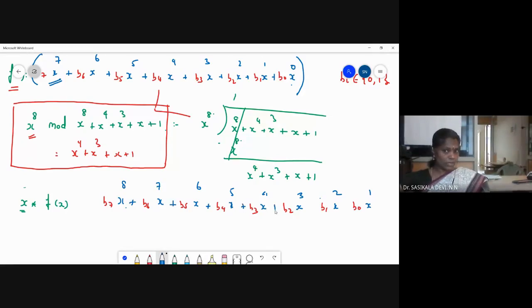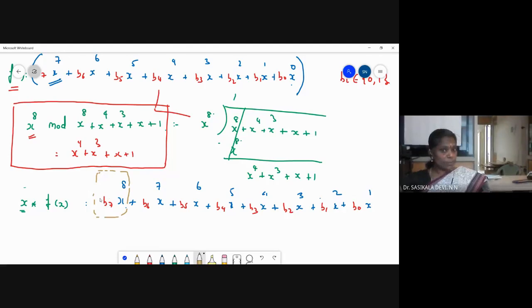Individually x is over GF(2^8), no problem. f of x is also over GF(2^8), no problem. But after multiplication, this may be over GF(2^8), may not be over GF(2^8). So that is based on this term alone. If this x power 8 term, if this coefficient b7 is 0, then this entire polynomial is already over GF(2^8). No need to do the modular reduction.